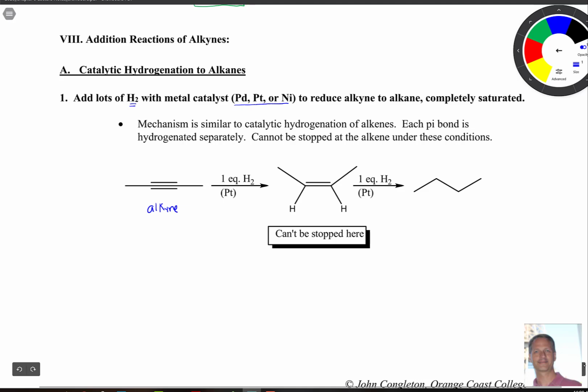So here's your alkyne, right? If you add one equivalent, that's like a 1-to-1 molar ratio, you form an alkene. Now it's important to note that this reaction cannot be stopped here. So this is just like scratch paper theory stuff, right? And then if you added a second equivalent, it would go to form an alkane. So in theory, that's kind of what happens. But in reality, it goes from the alkyne directly to the alkane. So you can't stop it or isolate the alkene. That one's pretty easy because we can build that off of our previous knowledge of hydrogenation.